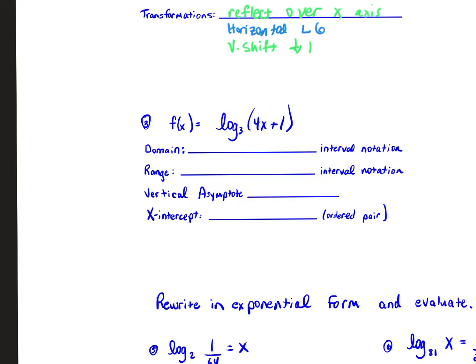Okay, in number 3 and 4, we're not talking about exponentials anymore, we're talking about logs. So remember, logs and exponentials are inverses of each other. So instead of my domain being negative infinity to positive infinity, with a log, it's going to be my range.